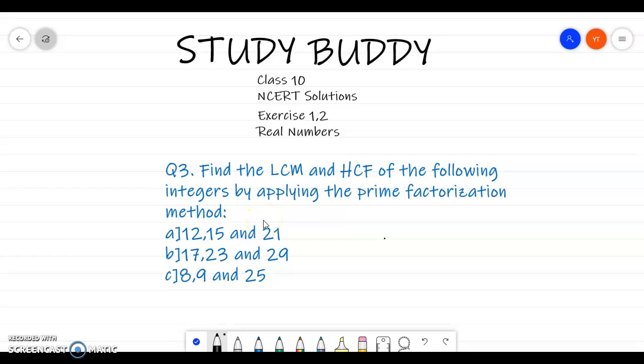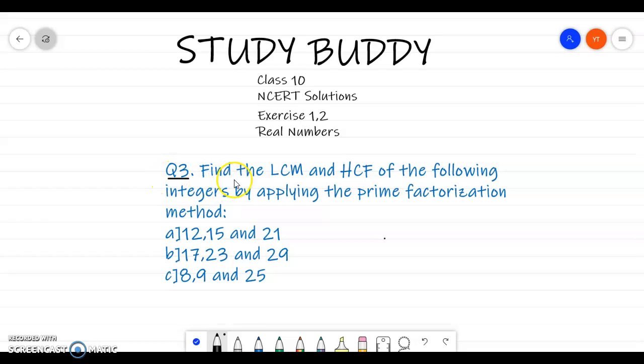In this channel, I'll be uploading all the solutions of CBSE Class 10 Mathematics. So today we are going to solve the third problem from exercise 1.2 of Real Numbers chapter. So let's get started with the third problem.